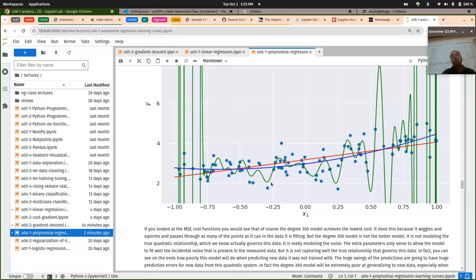And when you have low variance, your model is good. It's not wiggling too much. It's not reacting to the noise in your model. It's fitting the actual function that generated the data.